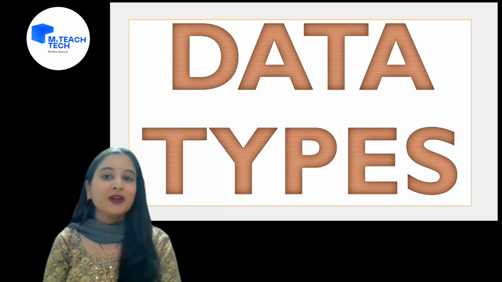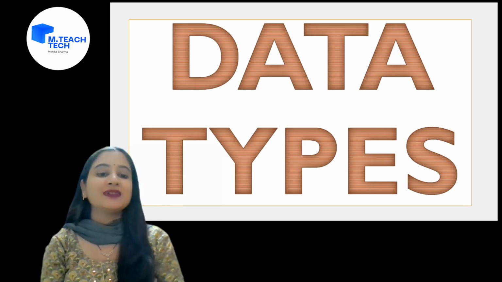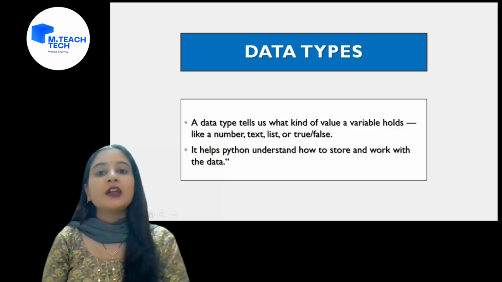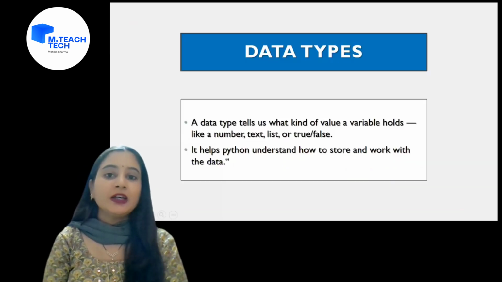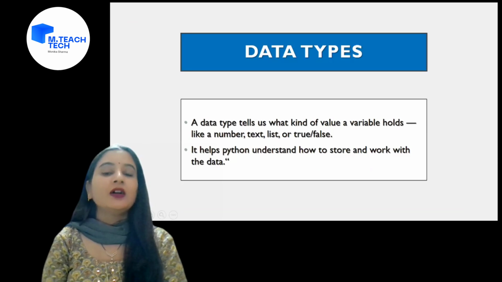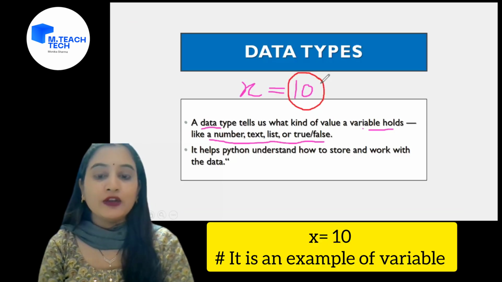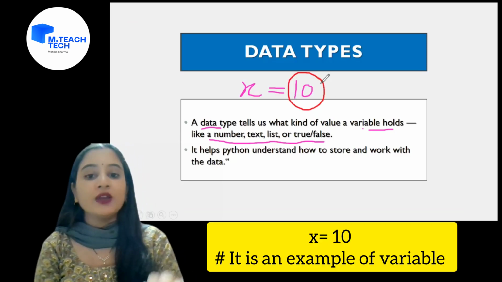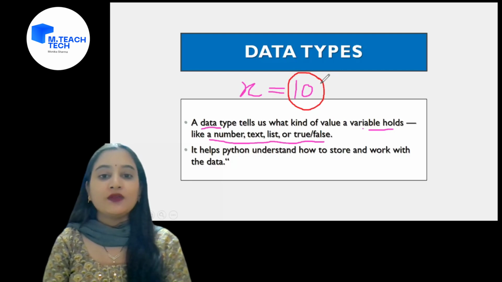Today we are going to learn about data types in Python. So let's start. What are data types in Python? You can say data types are types of data. What is the type of value which we have stored in a variable? So we have to identify that.